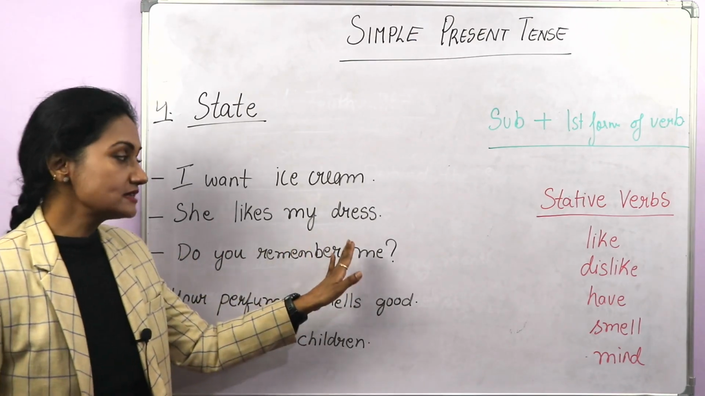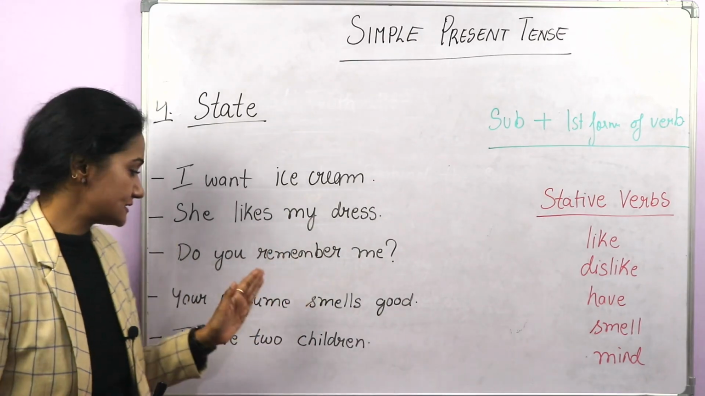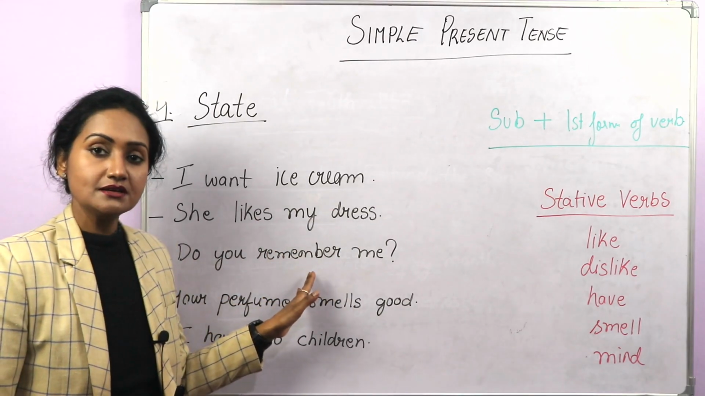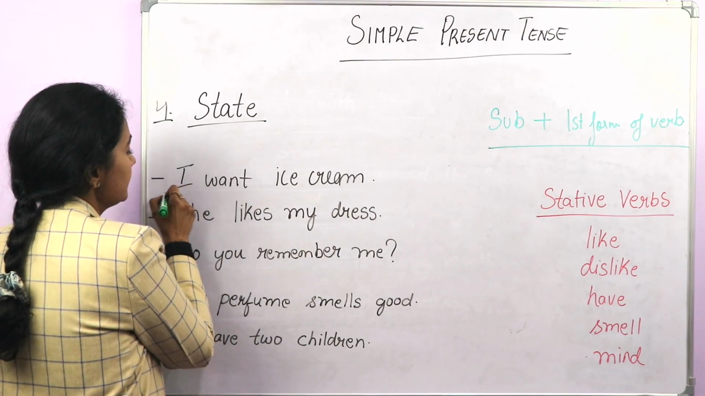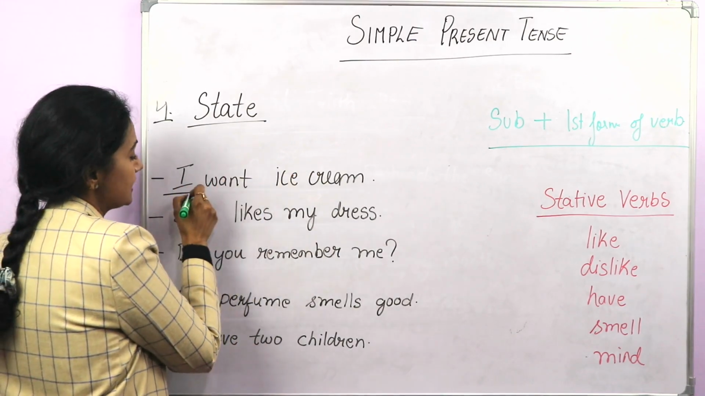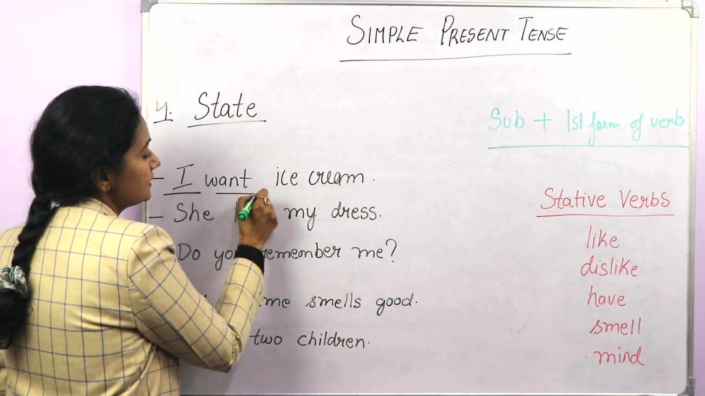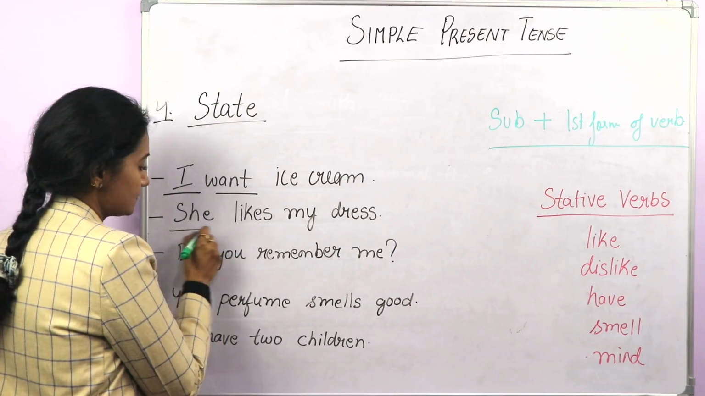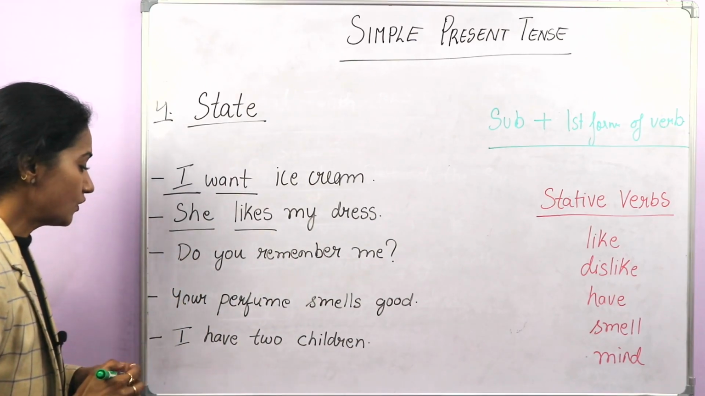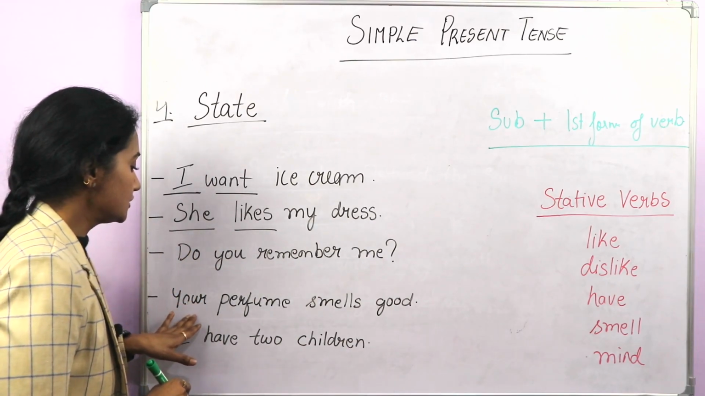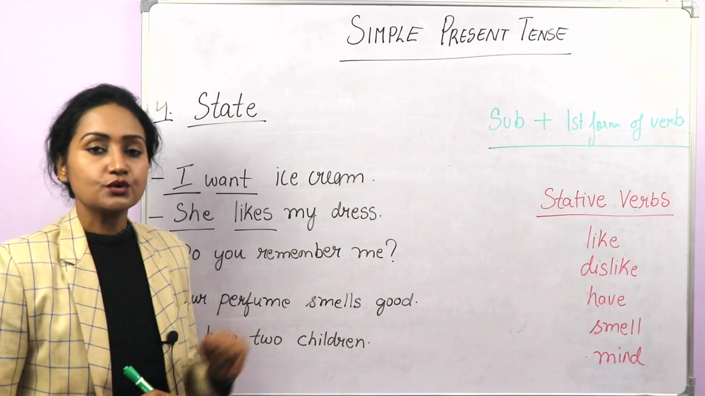She likes my dress. So, simple present tense. Do you remember me? Okay, simple present tense. And if you look at all these sentences, the rule is the same: starting with the subject and then the first form of the verb. Subject, first form of the verb. Okay? Alright, next is your perfume smells good.